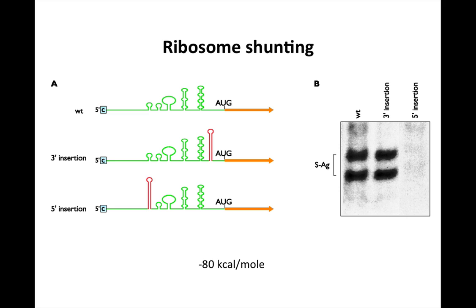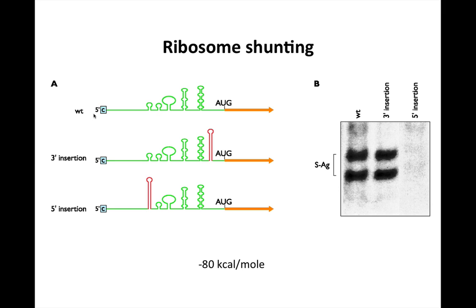So ribosome shunting is a mechanism of translation whereby ribosomes bind to the 5' end via the cap structure, as we've just described, and they scan a bit, that is, they move towards the AUG, but then at some point they leap over the secondary structures and reach the AUG without going through them. So here is some experimental evidence for ribosome shunting.